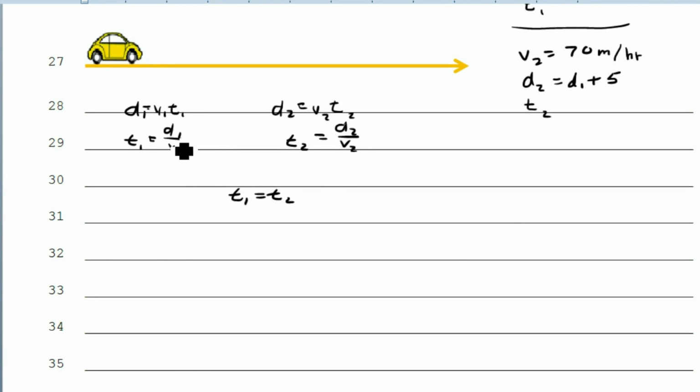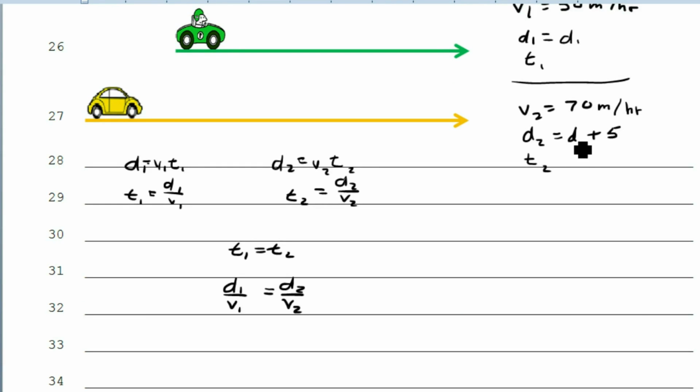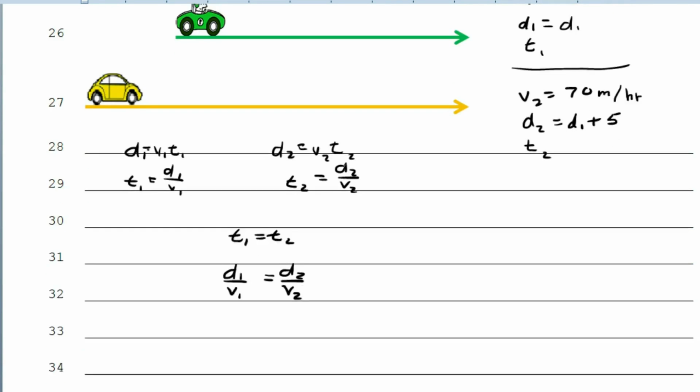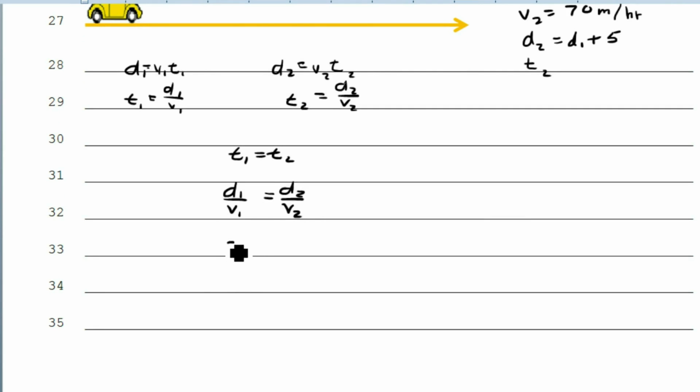So we can substitute D1 over V1 for T1, and substitute D2 over V2 for T2. And we know D2 is D1 plus 5, so we can write D1 over V1 equals D1 plus 5 over V2. Now we have just one variable that we don't know, and that is D1. We know V1 and V2. So let's solve this equation.